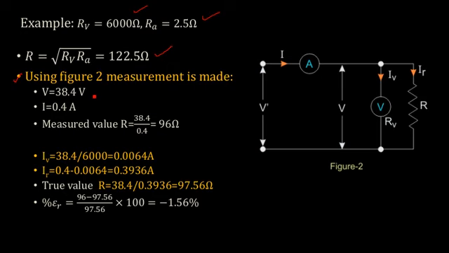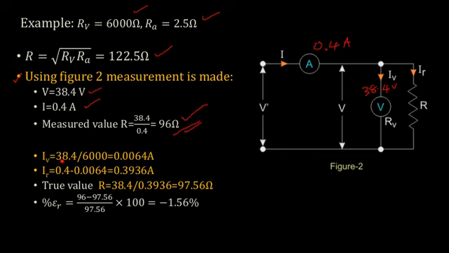So the voltmeter is giving me 38.4 volt and the ammeter is indicating 0.4 amperes. So these are the two indications given by the meters. Now the measured value is given by V by I, which is 96 ohms. So this is the measured value.